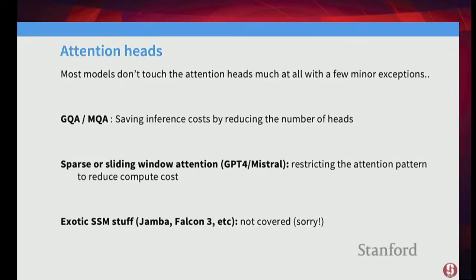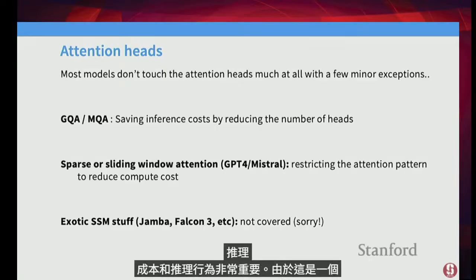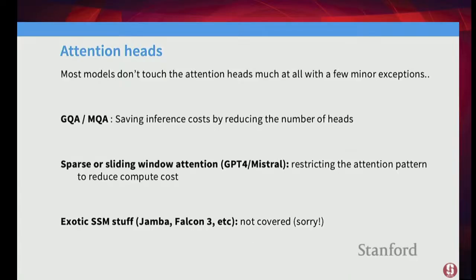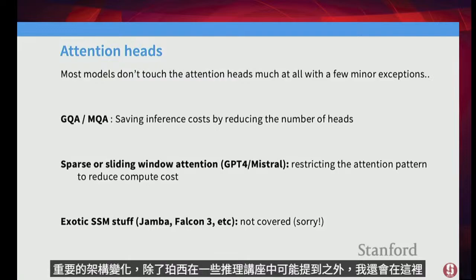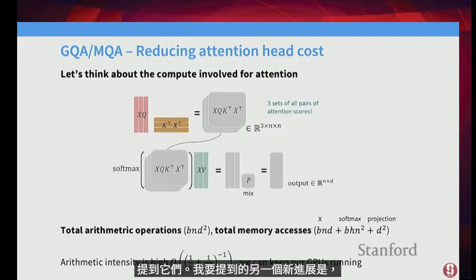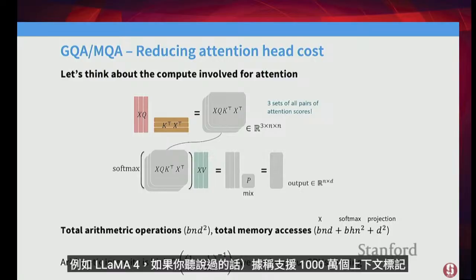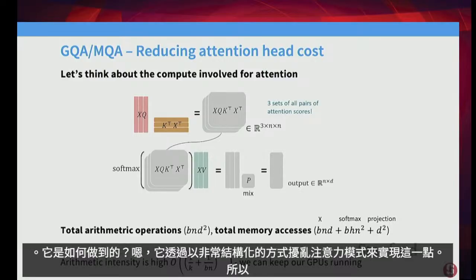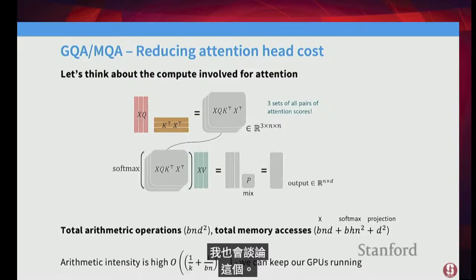The other new development I'll mention is how the most recent models, like Llama 4, if you've heard of it, supposedly support 10 million tokens of context. How does it do that? Well, it does so by messing with the attention pattern in very structured ways, and I'll talk about that as well. So GQA and MQA: if you've looked at some of the larger models, like the big Llama models or others, you'll have heard or seen the term GQA or MQA, and I'll talk through what that means.